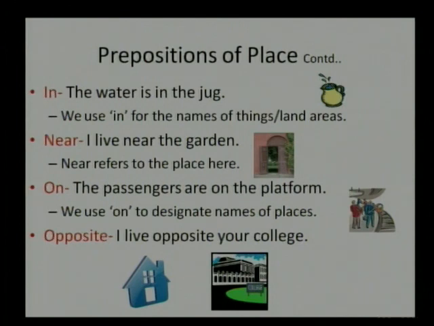On, the passengers are on the platform. એ ઉદાહરણ આપેલું છે સ્ક્રીન ઉપર. We use on to designate names of places. Opposite, સામેની બાજુ. I live opposite your college. હું તમારી કોલેજની સામેની બાજુ રહું છું.